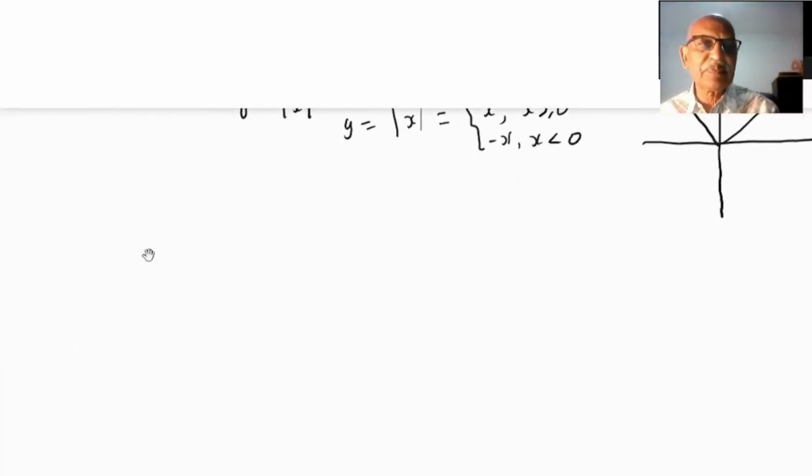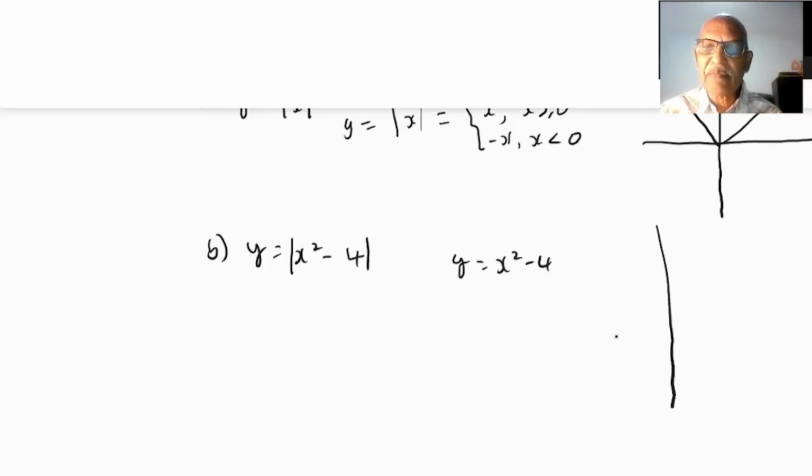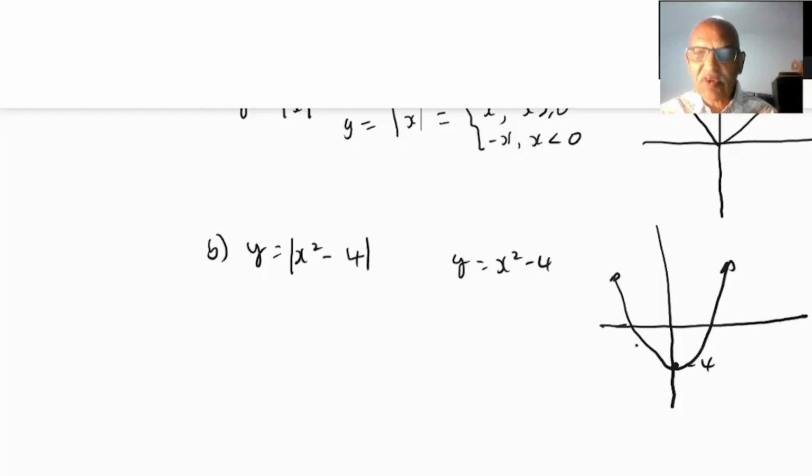Okay, let's see for a parabola. Y equal to x squared minus 4. I would like to graph absolute value of this. So the first thing I do is, we know the graph of y equal to x squared minus 4. This is a parabola starting from minus 4 and then going up. This is y equal to x squared minus 4.